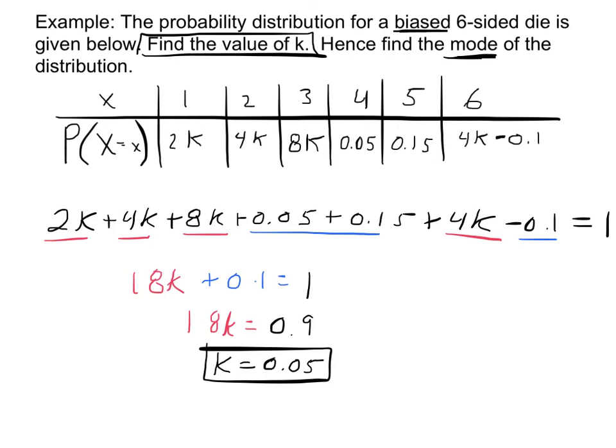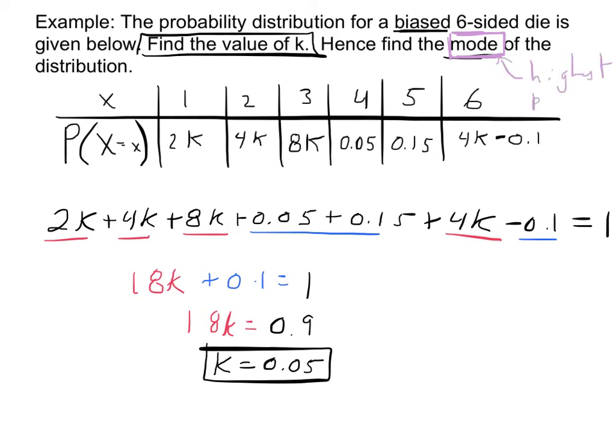The question then asks us to find the mode of the distribution. And you guys have heard the term mode before. You've heard it in terms of mean, median, and mode. In that context, what does mode mean? Mode is supposed to mean what happens most often, what number happens most frequently. In a probability distribution, the mode is simply the one that has the highest probability.